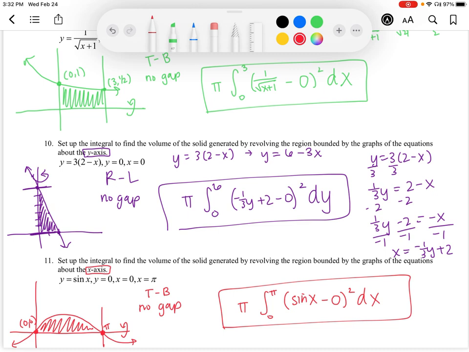So we did a lot of setting up integrals. In your homework, you are going to have to solve some of them, but you can use your calculator to help you out if you would like to.